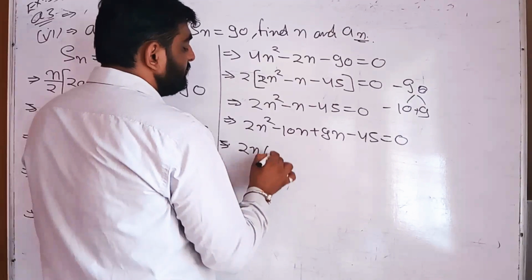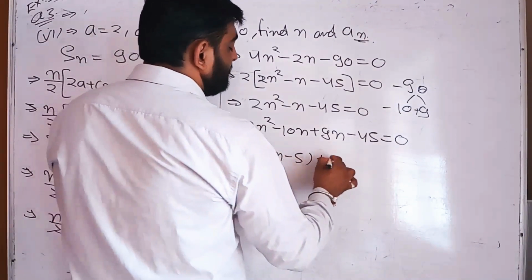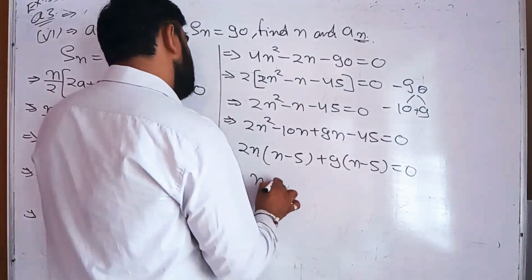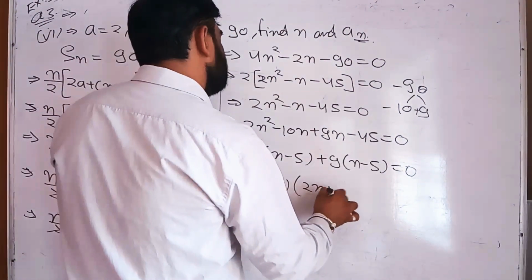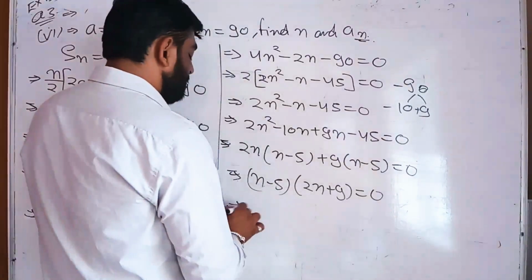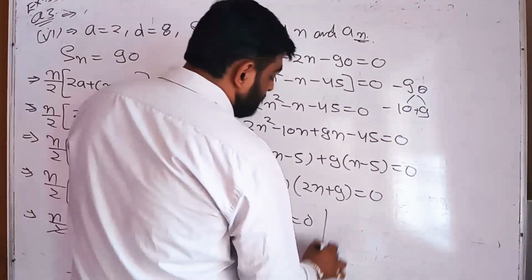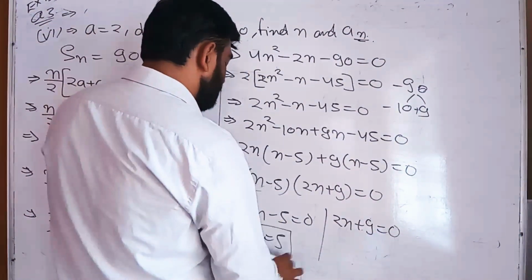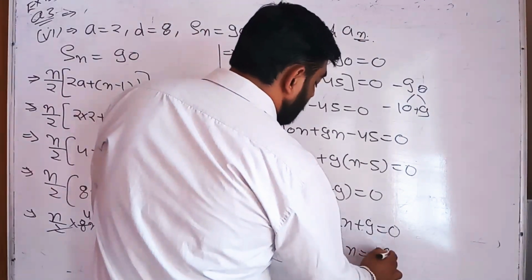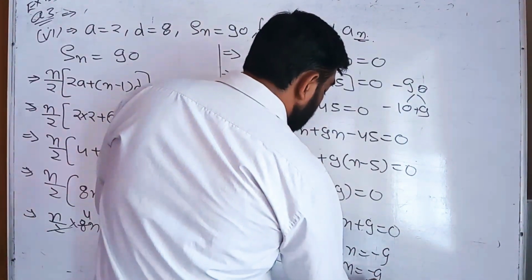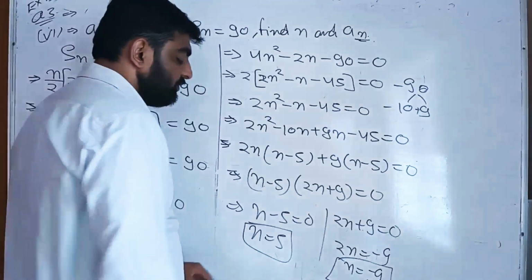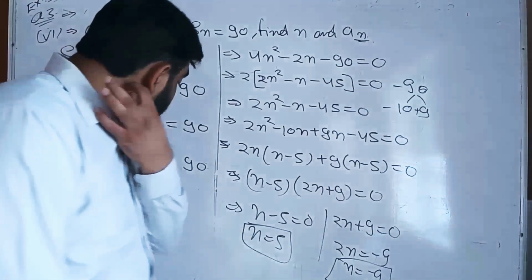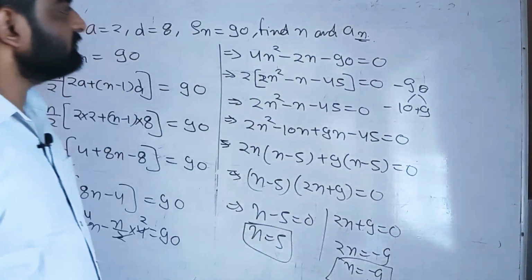Taking 2n common, n minus 5 plus 9 common, n minus 5 equals 0. That is n minus 5 and 2n plus 9 equal to 0. Here n minus 5 equals 0 and 2n plus 9 equals 0. So n is equal to 5, and 2n is equal to minus 9, so n is equal to minus 9 upon 2. We skip the negative value of n. Now we will consider n is equal to 5.